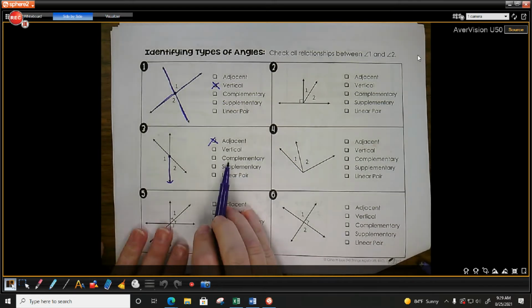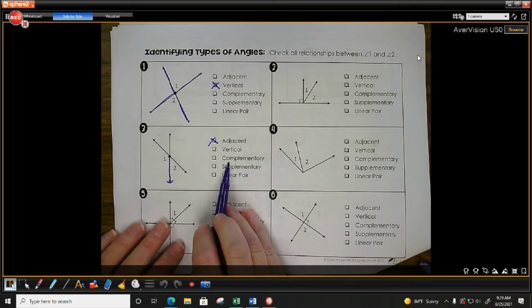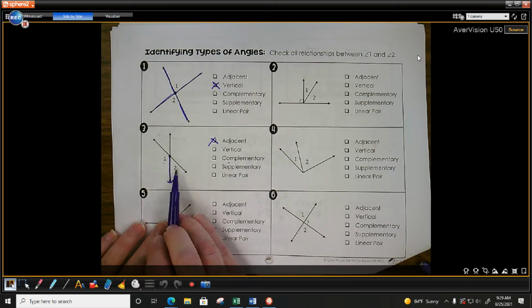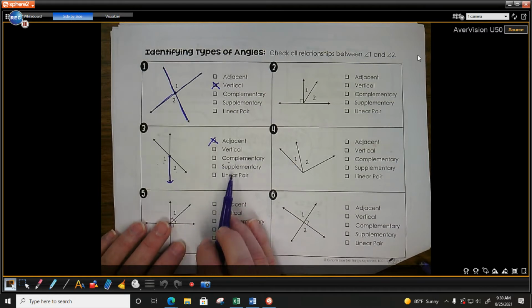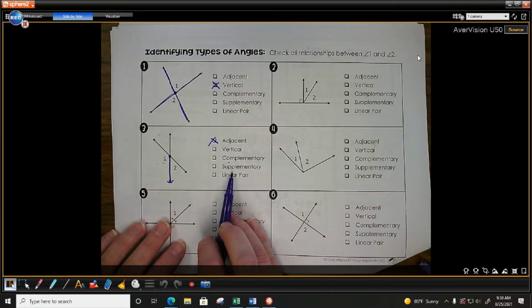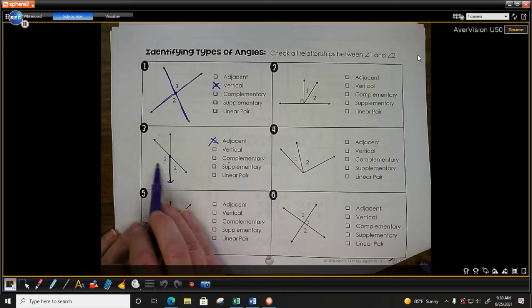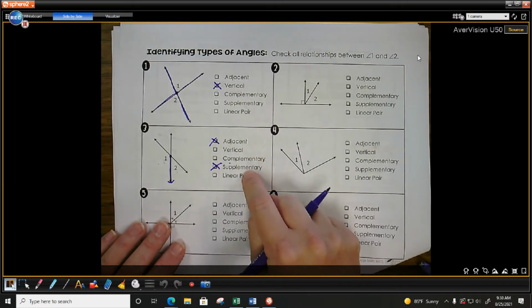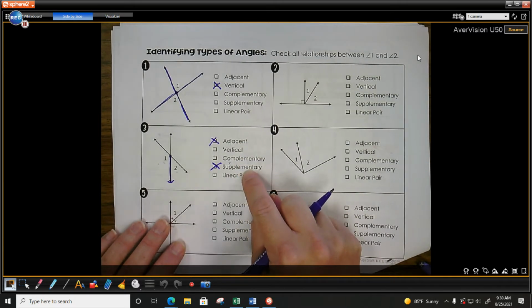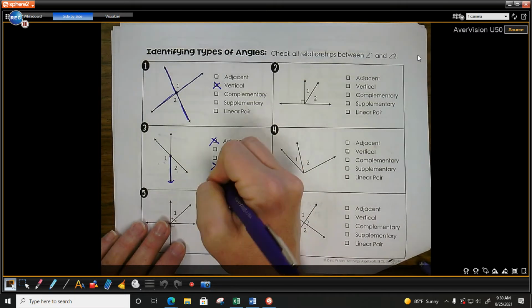Okay. Are they complementary? Complementary, remember, is a right angle. Do these two add together to give you 90 degrees? No, so not complementary. Are they supplementary? Yes, because if I add them together, it's 180. How do I know? Because it makes a straight line. Well, if you're adjacent and supplementary, then that means that you are a linear pair.